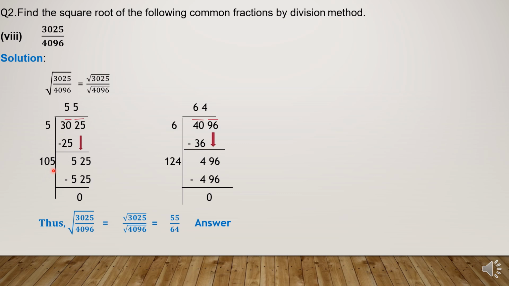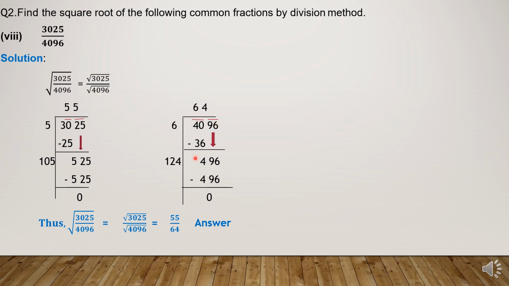So with 10 we guess the number 5. Now our new divisor is 105. Multiply 105 with 5, we will get 525. So 5 here and 5 here. Remainder is 0, no more pairs are left. Now find the square root of 4096 with the same method, making the pairs.